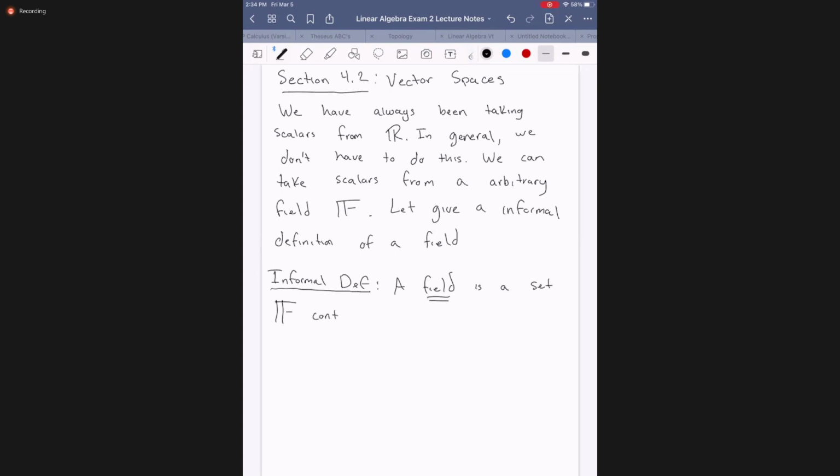Containing at least two distinct elements, say 0 and 1. Now, this isn't the real number 0 or real number 1. This is a different 0 and 1, okay? We just label these things called 0 and 1. This field has a 0 and a 1 that do exactly what you think. You add the 0 to an object, you get the object back. You multiply the 1 to it, you get the object back, okay?